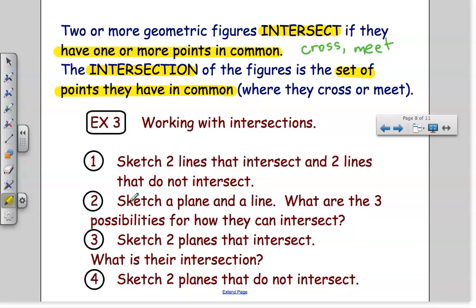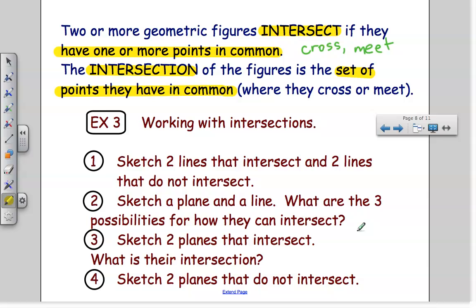In example 2, I want you to sketch a plane, which is, again, a flat surface that goes on forever, and a line. So think about a plane, a flat surface like the floor, and a line. There are actually 3 possibilities for how a plane and a line can intersect. And I want you to either draw or describe an example of those 3. So think about a line, like your pencil or a table leg, and think about how those things could cross or intersect with the floor or the ceiling.